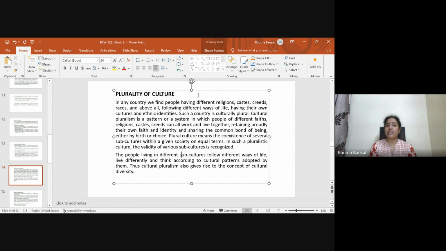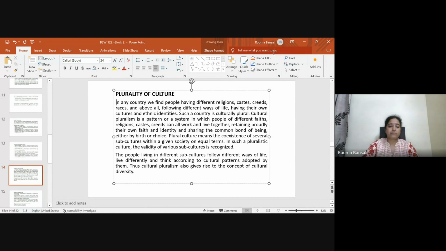Cultural pluralism is a pattern or a system in which people of different faiths, religions, castes, creeds can all work and live together, retaining proudly their own faith and identity and sharing the common bond of being citizens either by birth or by choice. Plural culture means the coexistence of several subcultures within a given society on equal terms. In such a pluralistic culture, the validity of various subcultures is recognized. The people living in different subcultures follow different ways of life, live differently, and think according to cultural patterns adopted by them. Thus, cultural pluralism also gives rise to the concept of cultural diversity.